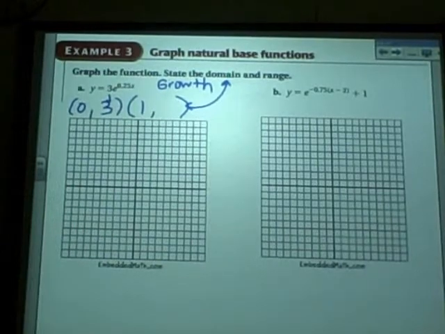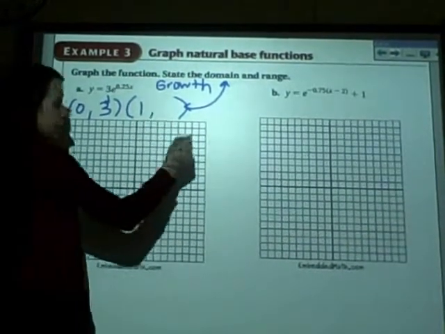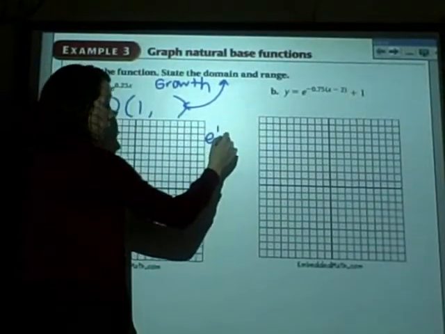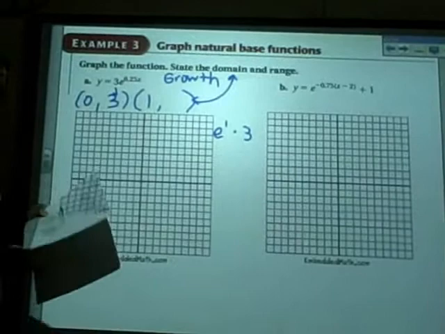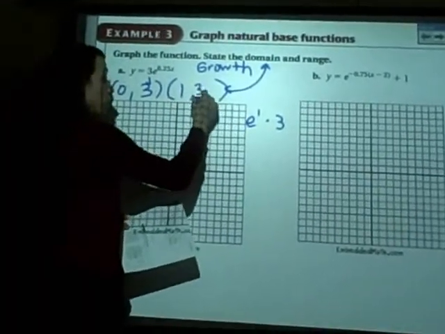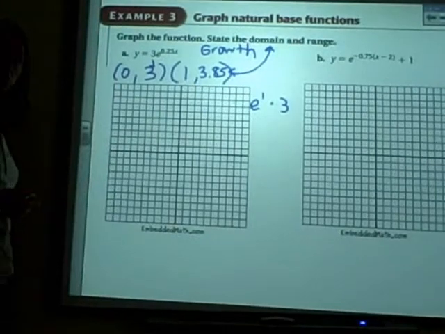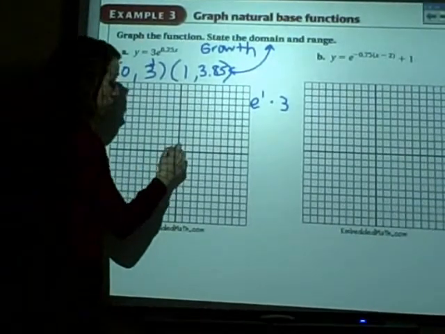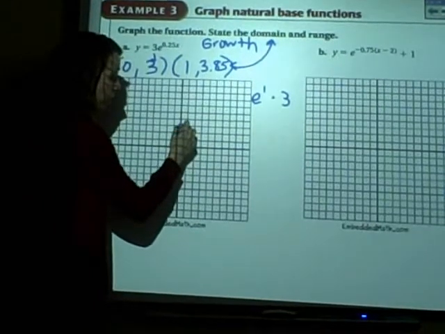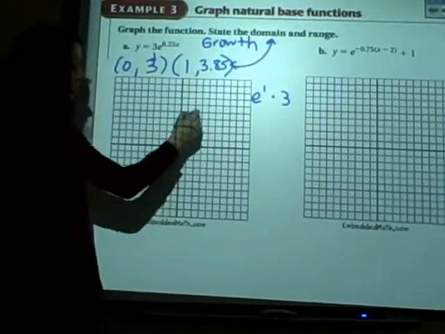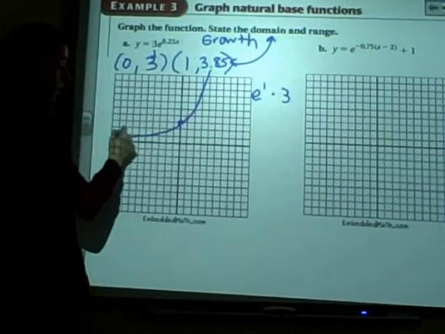Remember, e stands in the place of a number. On your calculator, you could type in e to the first power times 3. And that should give you what it equals. And it's 3.85. So I'm going to graph those 2 points. 0, 3, and 1, 3.85. Probably about there. And I'm just going to estimate the curve. And that's 110% fine.